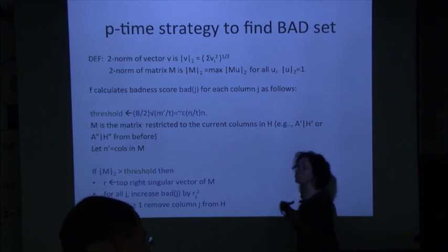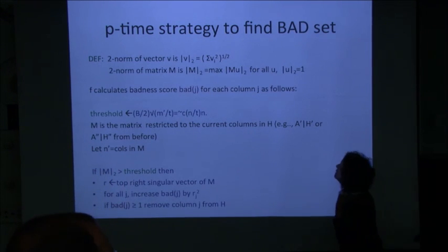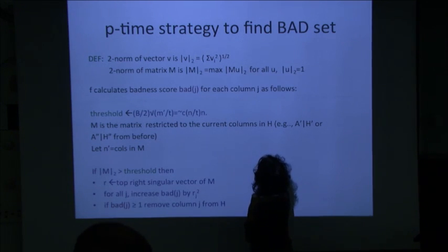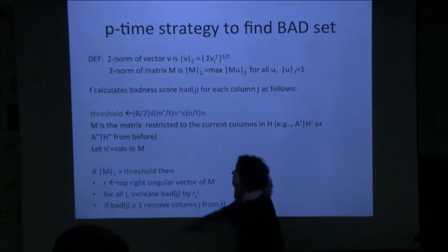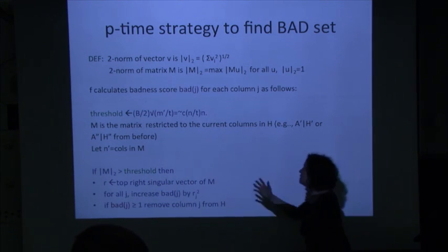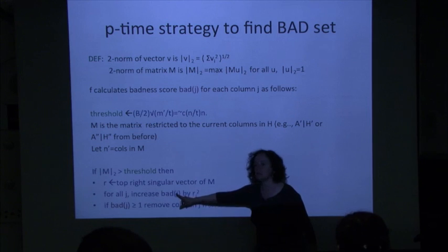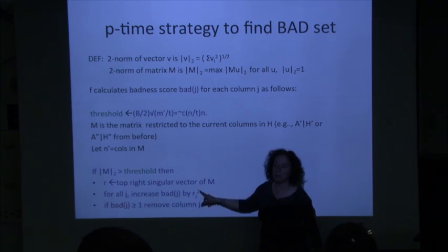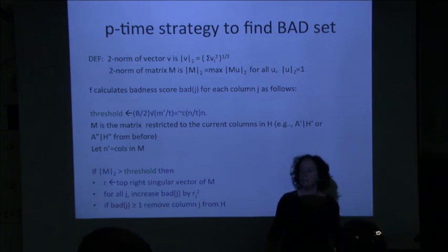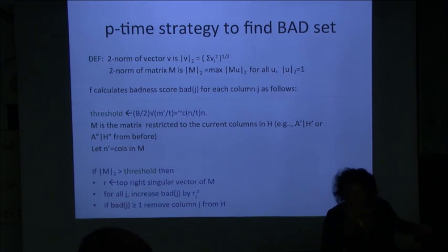F is going to keep a score for each column. And the threshold is going to be around this value, and when the norm of the matrix exceeds that threshold, then we compute the top right singular vector of the matrix, and we increase the score of each column by the jth component of that vector squared. And when the bad score gets bigger than 1, we remove the column. And that's it. That's the algorithm.